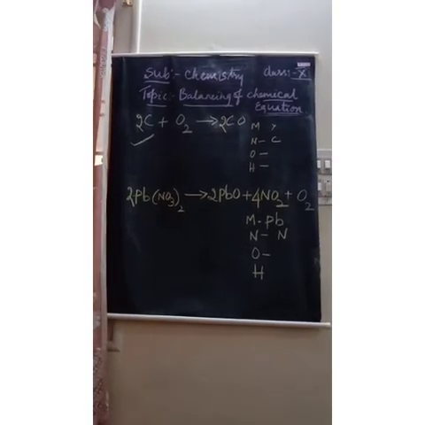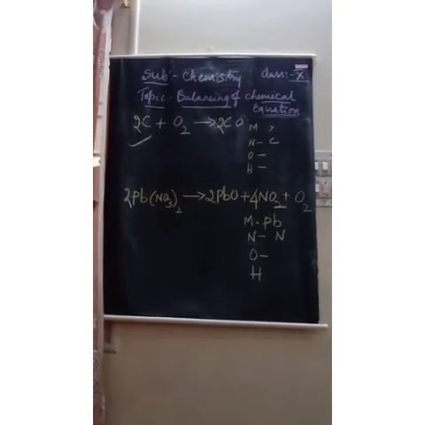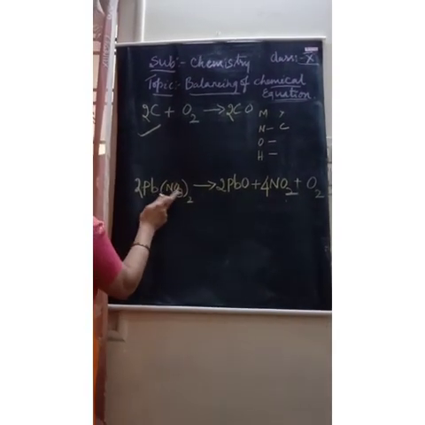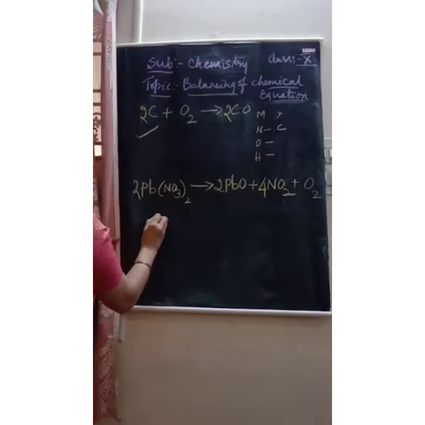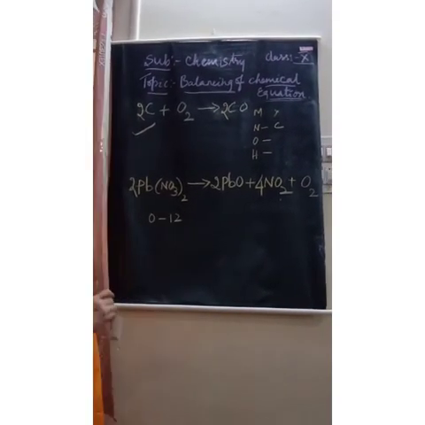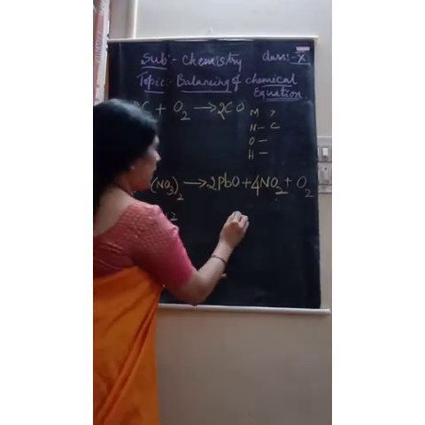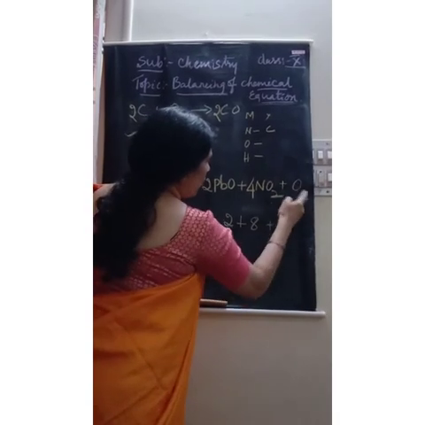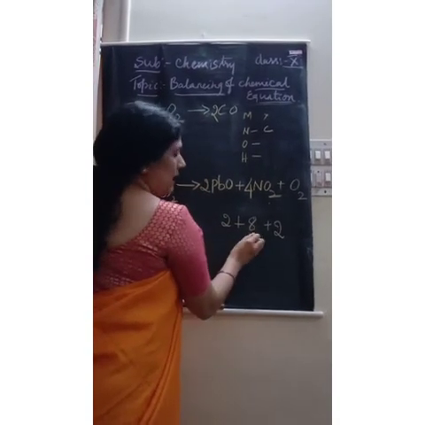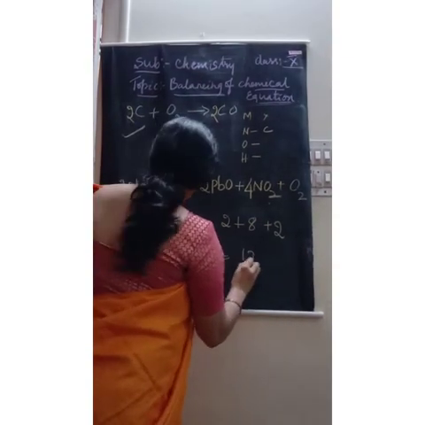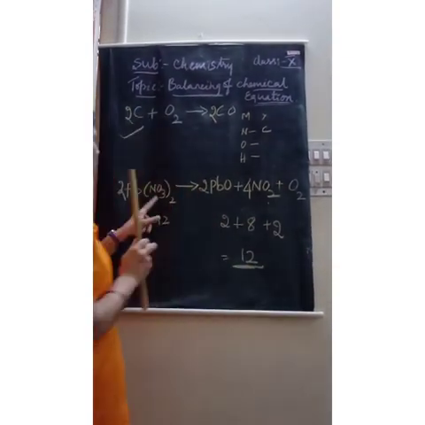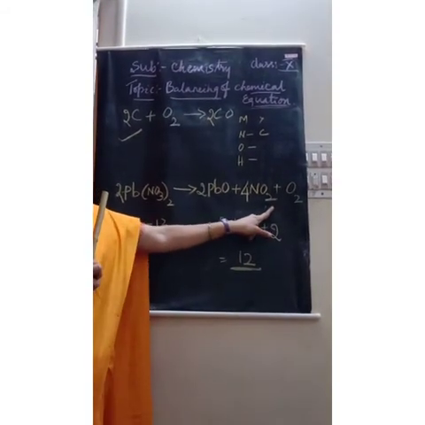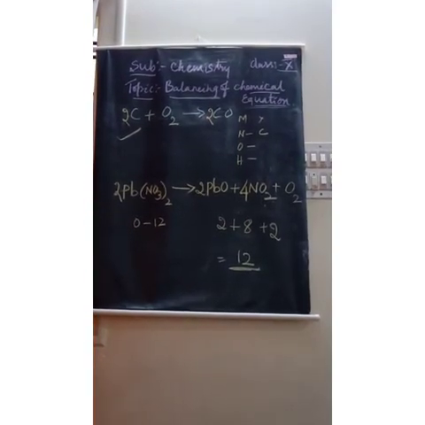Clear, children? Next to oxygen. How many oxygen are there here? 3 2s are 6. 6 into 2, 12. Oxygen, how many, children? 12 oxygen atoms are there. Here come now. So 2 oxygen. Write down, children. 2 oxygen plus 4 2s are 8 oxygen plus O2 2. So 2 plus 8, 10. 10 plus 2, 12. 12 atoms of oxygen. So here 12 atoms of oxygen are there on this reactant side and 12 atoms are there on this product side. Understand, children?